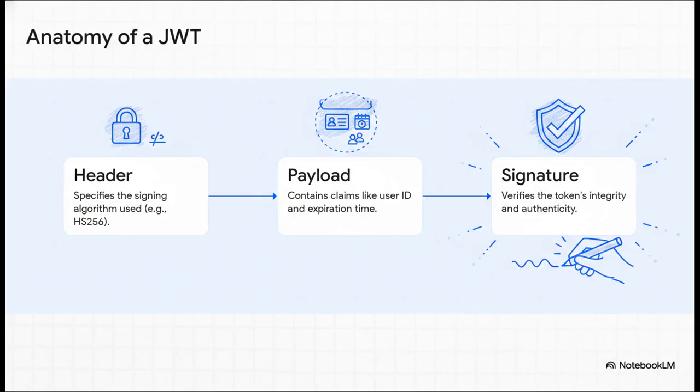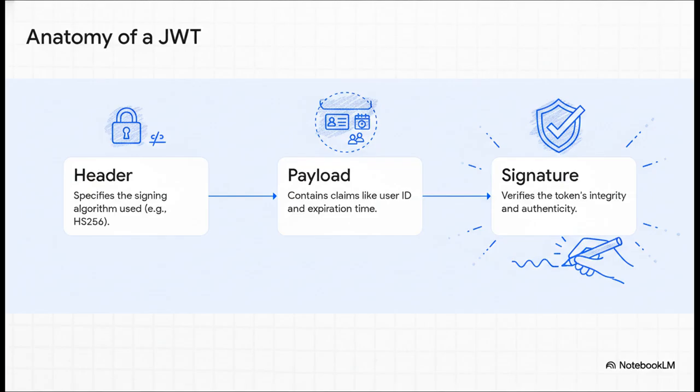And here's where it gets really cool. A JWT isn't just one big blob of text. It's actually made of 3 distinct parts, and they're all separated by dots. First up, you've got the header. This just says, here's the algorithm we use to sign this thing. Then, in the middle, you have the payload. This is the juicy part. It's got all the claims, like the user's ID, their roles, and, super important, an expiration time.